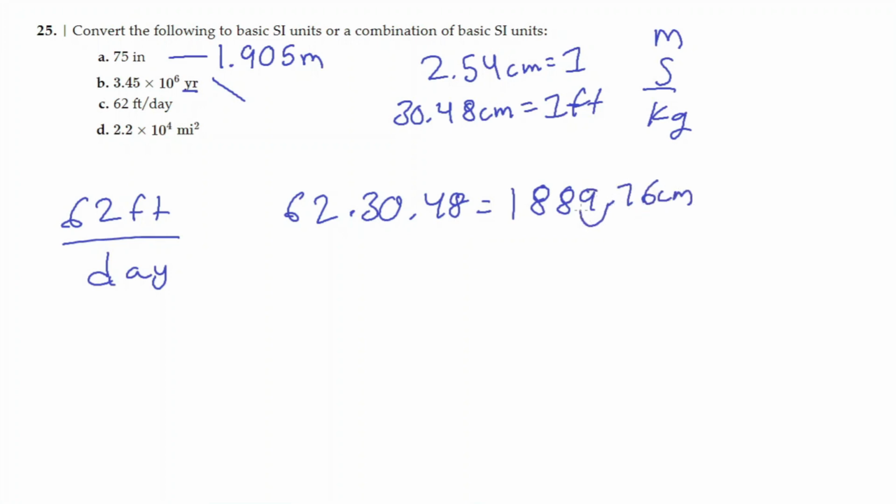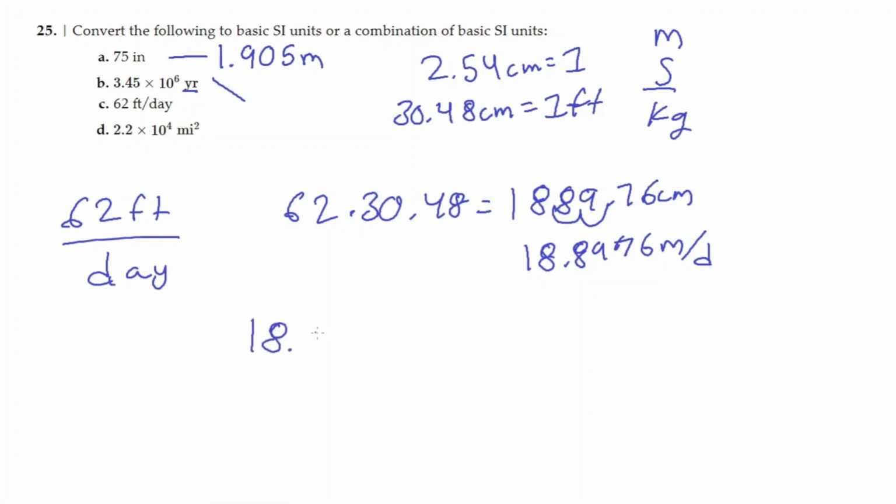So let's take the decimal 2 places back to change it into meters. So we would have 18.8976 meters, and now we have 18.8976 meters per day. So we want to change the day into seconds.